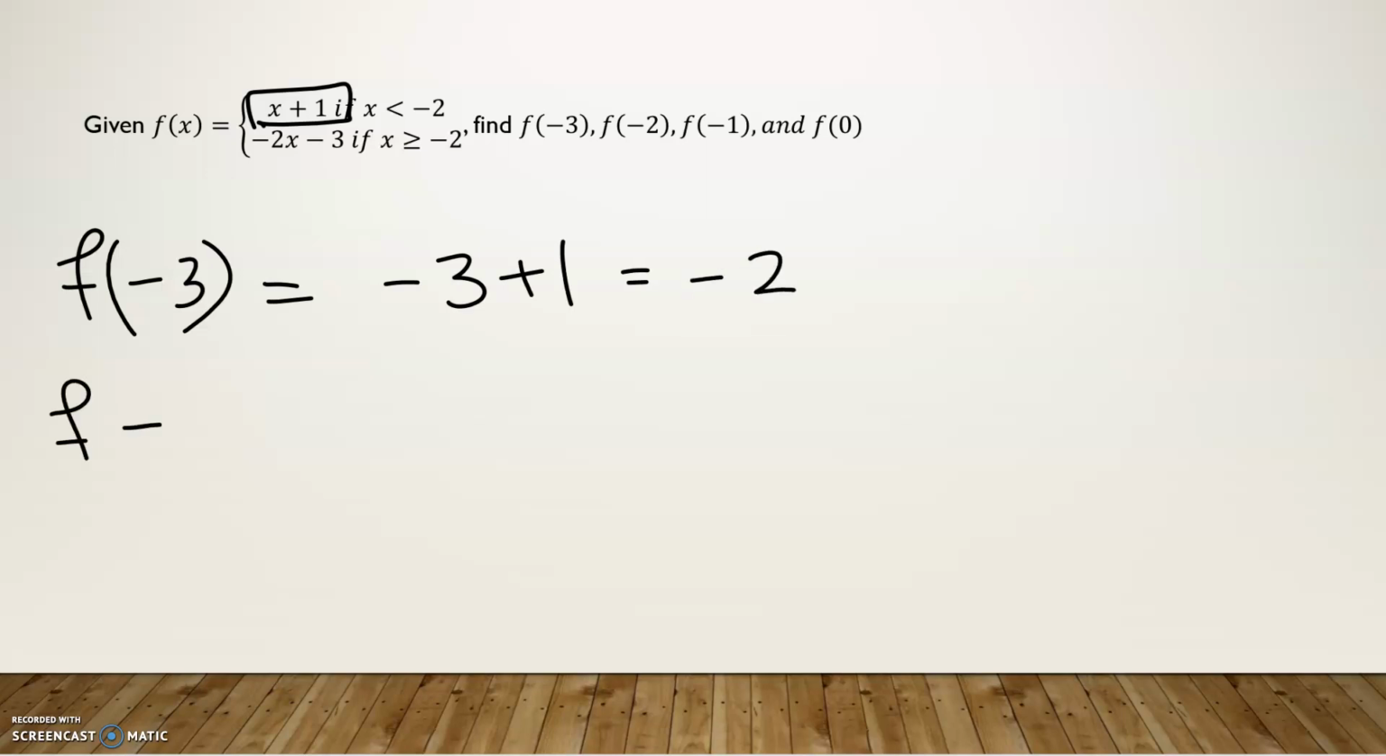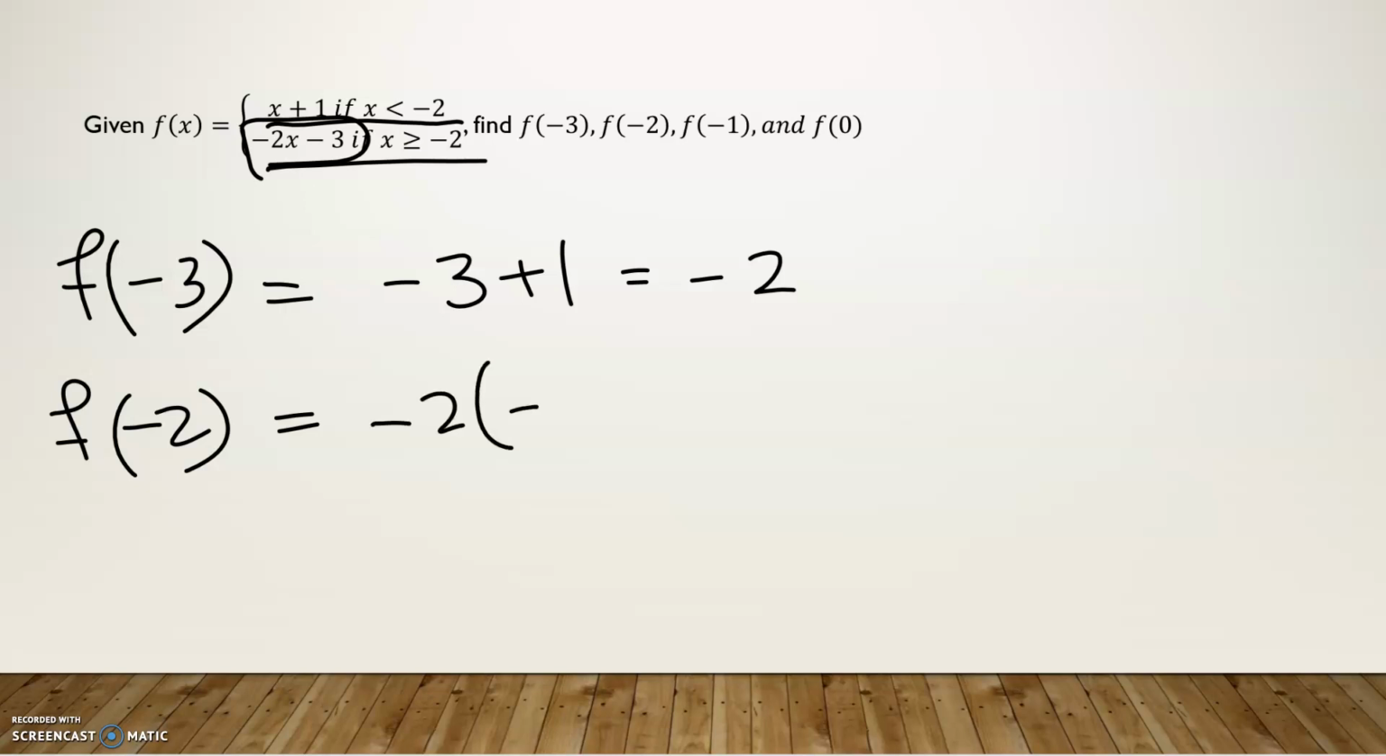Then we're finding f of negative 2. This first function says x less than negative 2. It doesn't say anything about being equal to negative 2, whereas this function right here says x greater than or equal to negative 2. So I need to use this function if I'm going to find f of negative 2. So negative 2 times negative 2 minus 3. That would be a positive 4 minus 3, which equals 1.